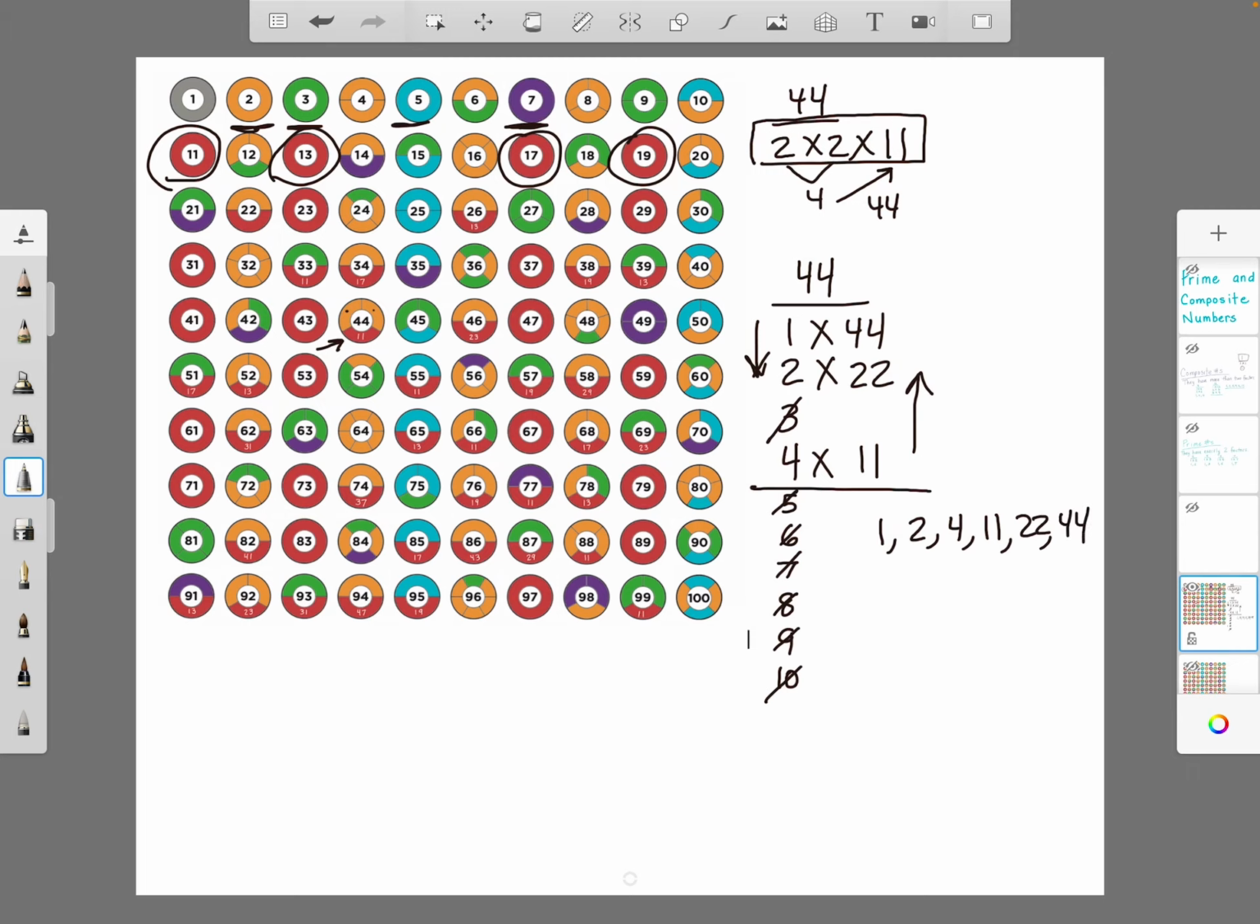So knowing the prime factors of a number can help us in finding the other factors of the number. So that's one of the uses of understanding prime and composite numbers.